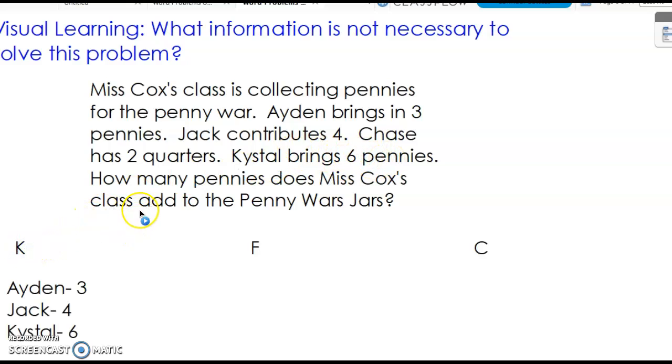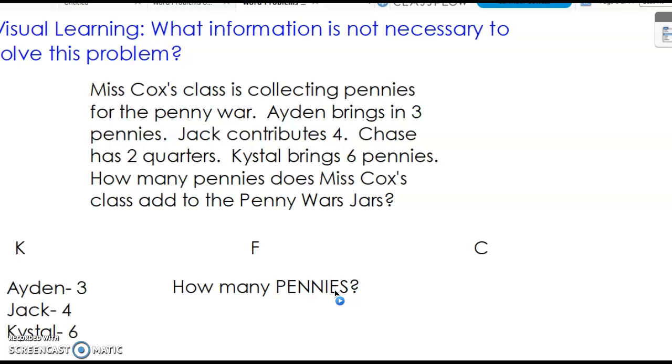When we think about what we know, now let's think about what we need to find out. We need to find out how many pennies are going to be added to the penny war jar. So that tells us that the fact that Chase brings 2 quarters, that information is not needed. Now that we know that Aiden brings 3 pennies, Jack brings 4, and Crystal brings 6, we now have enough information to answer the question. The final thing we need to do is to consider the operation that we will use.